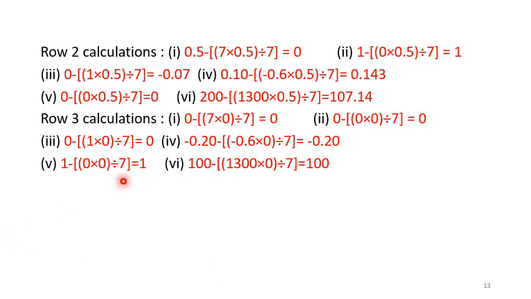So in the new table there is no problem in row 1 calculations. In row 2 calculations, the new element will be the old element minus key row element into key column element divided by the pivot element. All these calculations are again based on the same formula which we have so far discussed. You have to calculate it on your own. Only if you exercise on your own will you understand.